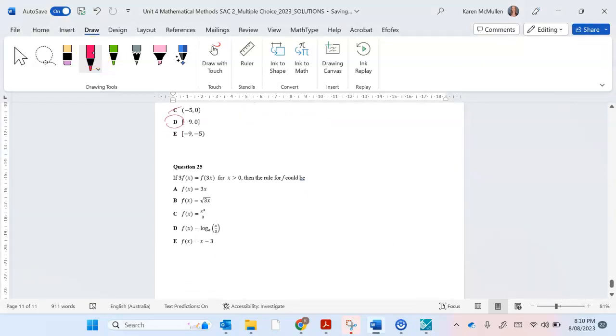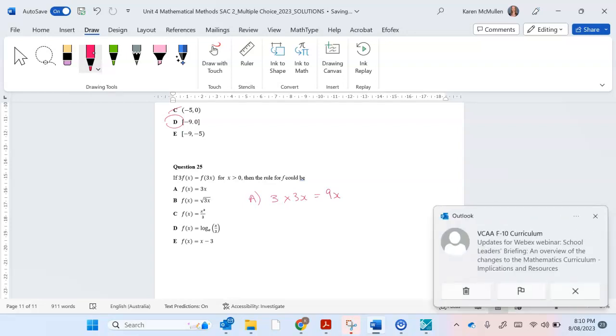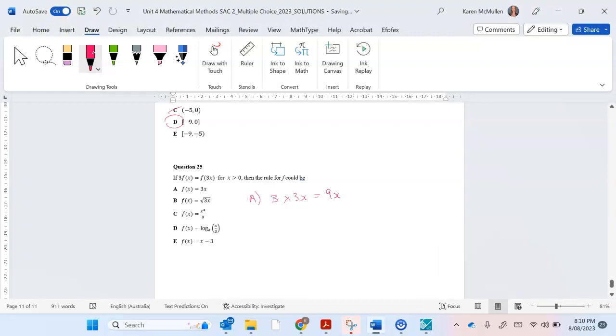All right, lucky last, guys. If 3 times f of x equals f of 3x, then the rule of f could be... this one is just a quick one, and it's actually A, which is pretty cool. Let's do option A first. 3 times 3x is 9x, and f of 3x is also 3 times 3x, which gives you 9x. Imagine that, ending on an easy one, guys.